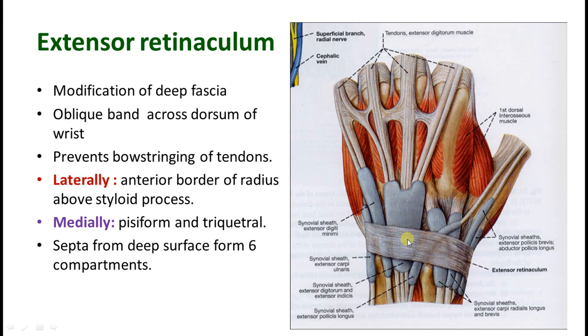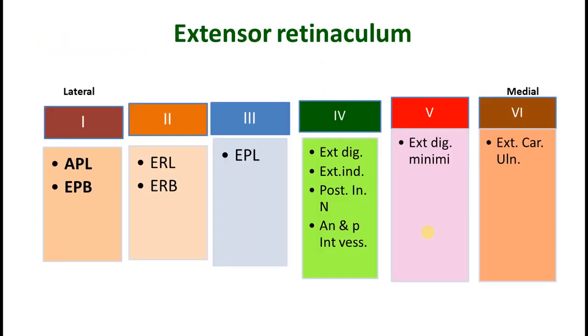Now, from this extensor retinaculum, you can see septa passing between them and dividing them into compartments. Here we are able to see there are almost 6 compartments starting from lateral to medial. In the first compartment, you have abductor pollicis longus and extensor pollicis brevis. These two tendons form the lateral boundary of the anatomical snuff box. Then in the second compartment, you have extensor carpi radialis longus and brevis. They almost travel together right from their origin.